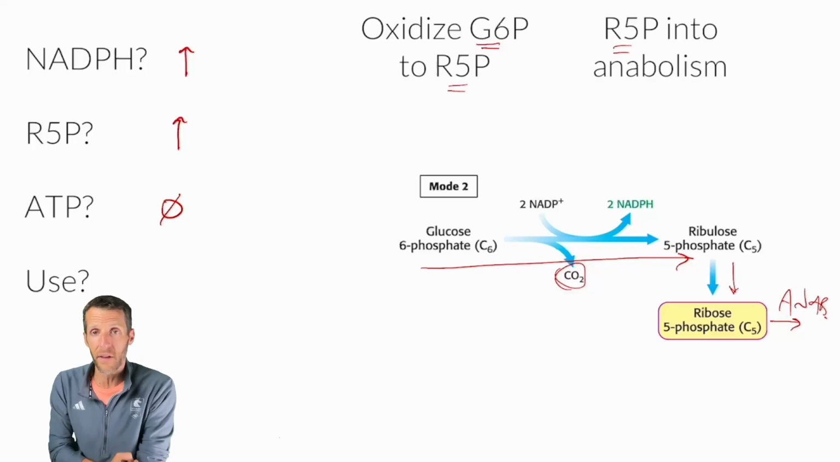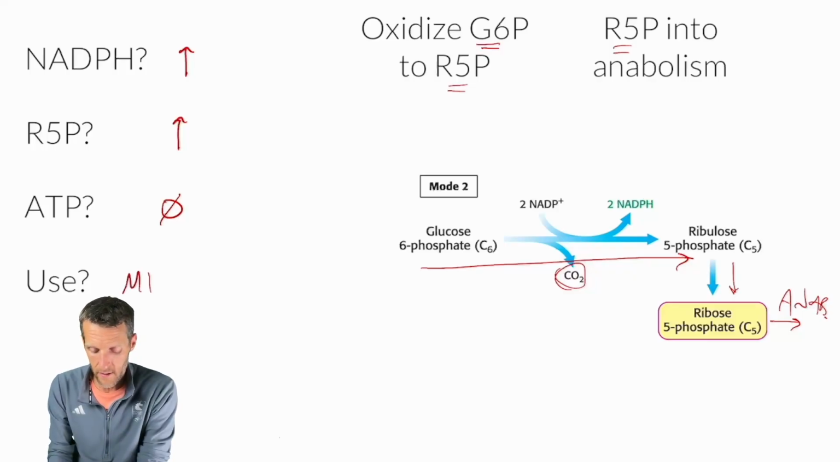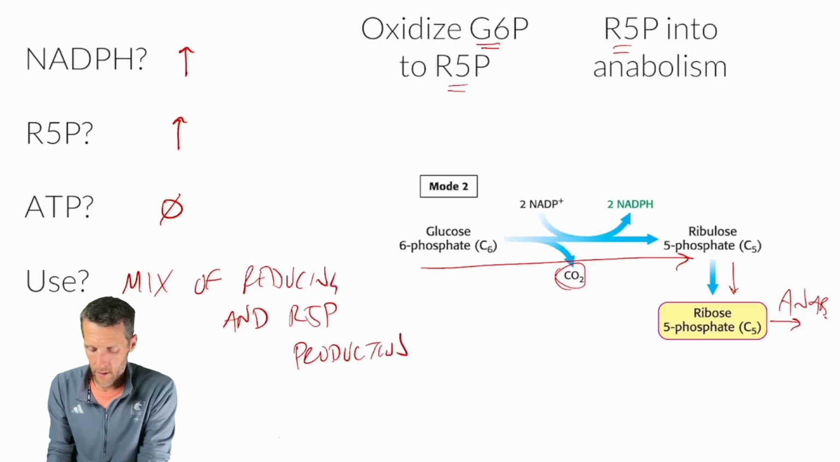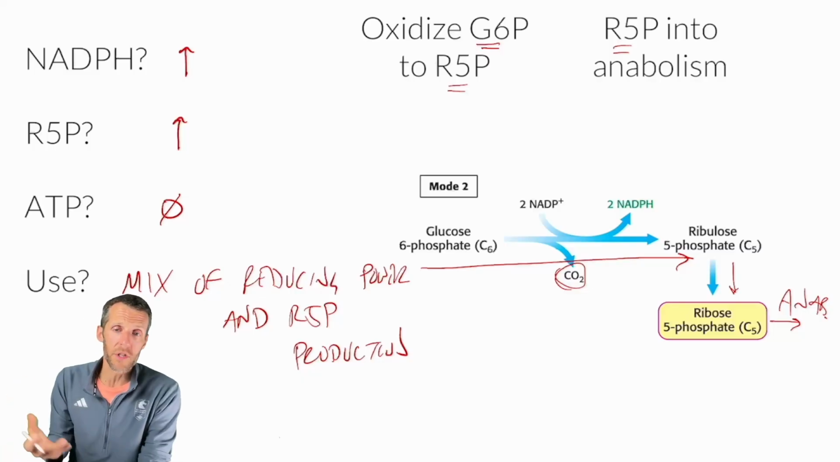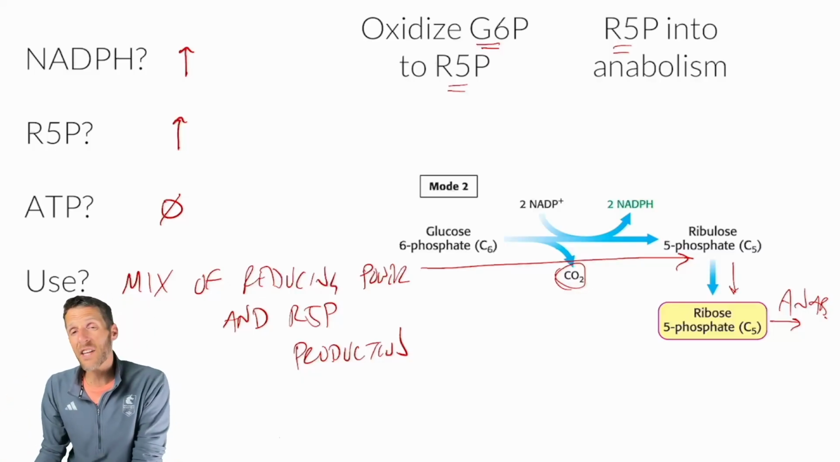Well, this configuration of the network is a mix of reducing power and R5P production. Should have said power. There we go. So we're making NADPH to make reducing power. We're making R5P. This is actually a really good configuration you might have when you're, say, duplicating a cell.